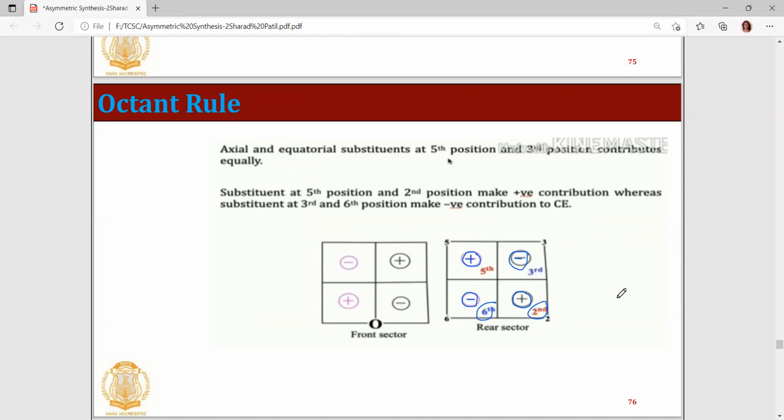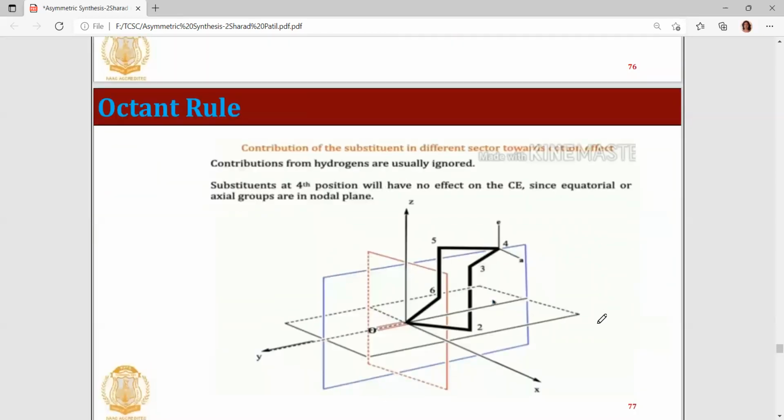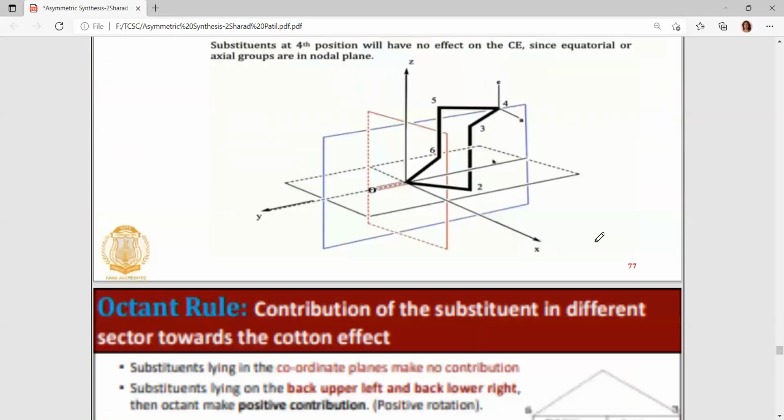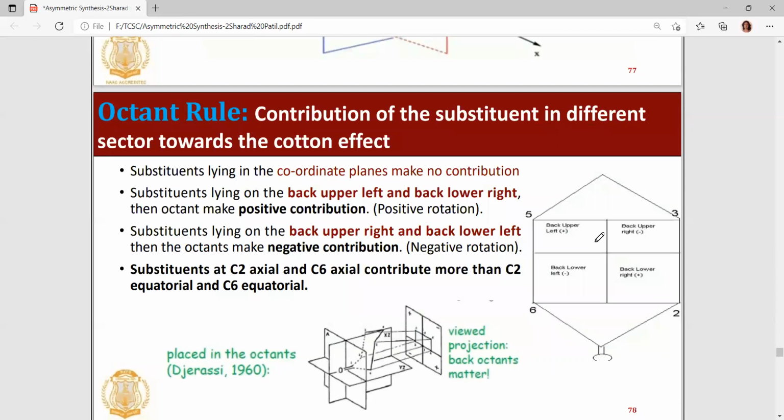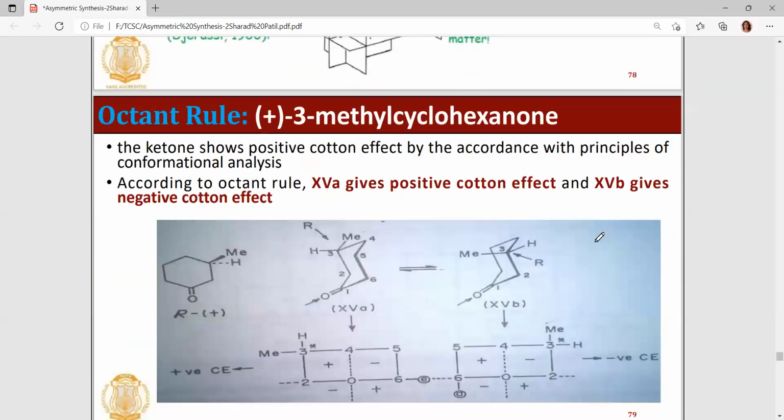Okay, so accordingly, try to understand this. This is the best example. Then what about the fourth position? There will be no effect, which we already learned. Then we'll try to solve exactly one example. Yes, this example.